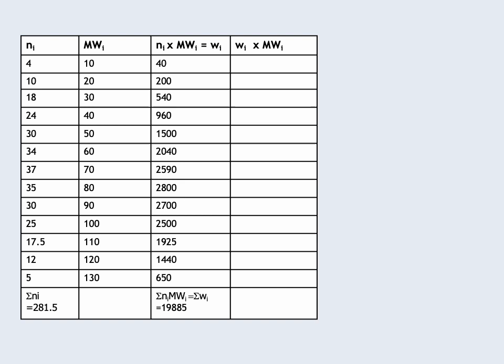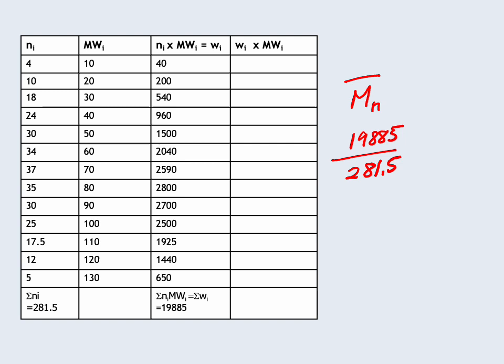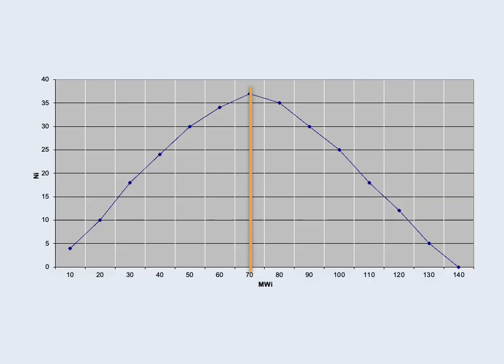And so the number average molecular weight is going to be 19,885 divided by 281.5. And that value is 70.6 or 71 units. Here's where it is on the chart. As we would predict, if I've got a normal distribution, the number average is going to be right there in the center.